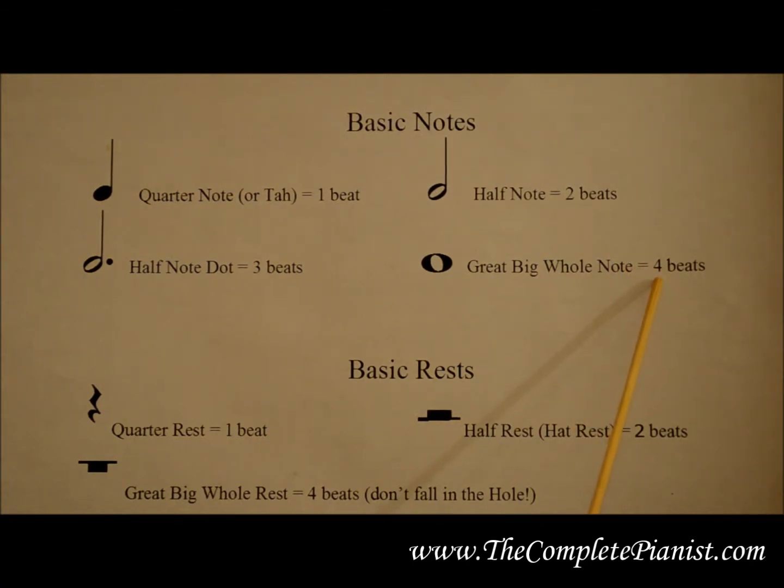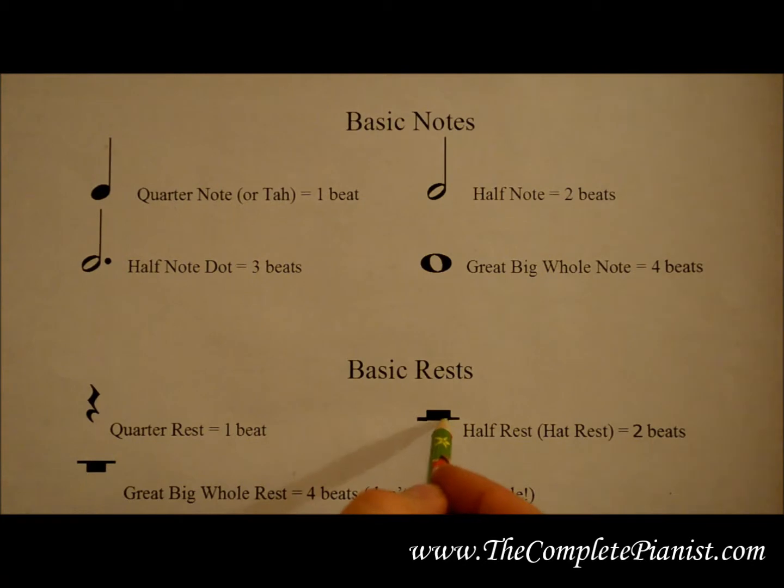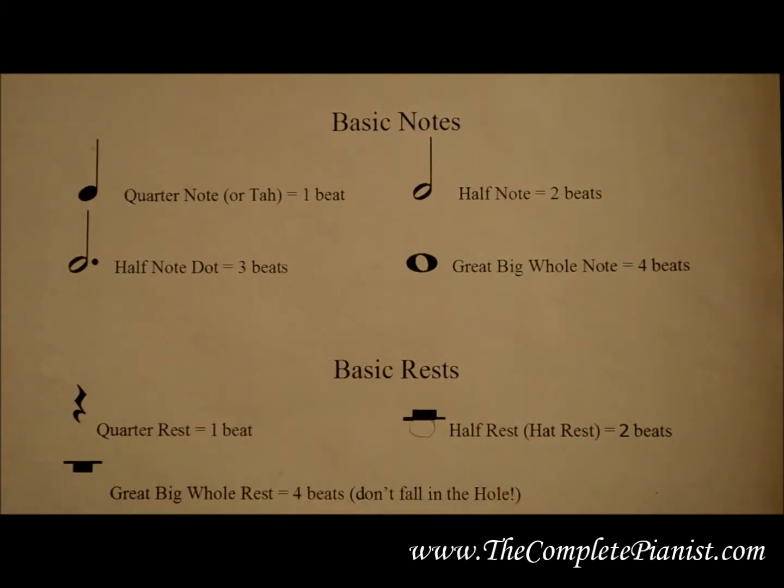It gets 4 beats. Here are the basic rests. This is the quarter rest, goes with the quarter note, gets 1 beat. When we're counting, we would just say rest for one beat. This is the half rest, sometimes called hat rest, because if you draw a little circle underneath it, it looks like a hat. It's worth 2 beats. This is the whole rest. We can call it great big whole rest for 4 counts.